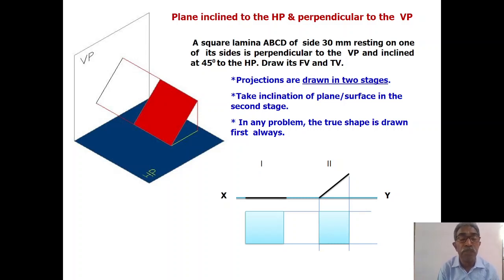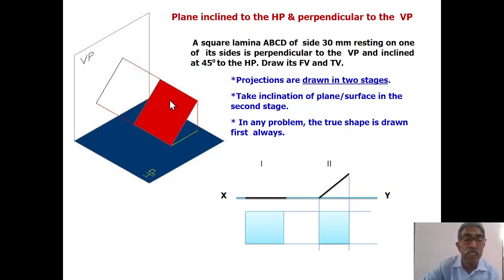So here the plane is perpendicular to the vertical plane, so the projection on the vertical plane, the front view, is a straight line. As the plane is inclined, that line is an inclined line, and it will make the same angle as the plane makes with the horizontal plane. On the front view, you will get the inclined line making that same angle.